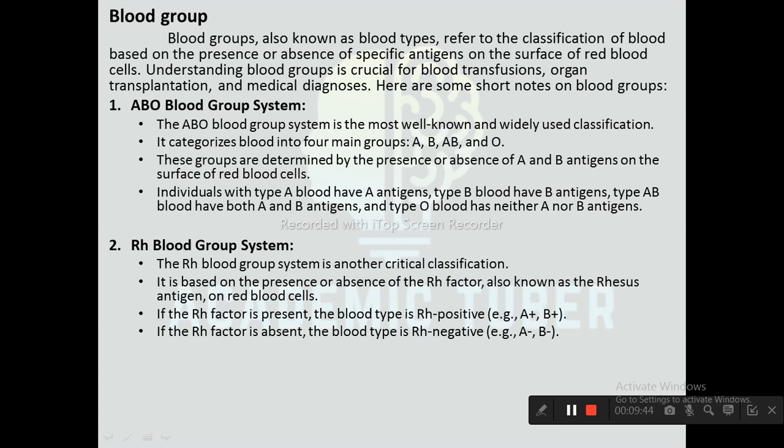Next one is the Rh blood group system. The Rh blood group system is another critical classification, and it is based on the presence or absence of the Rh factor, also known as the rhesus antigen, on red blood cells. If the Rh factor is present, the blood type is Rh positive, for example A positive, B positive. Whereas if the Rh factor is absent, the blood type is Rh negative, for example A negative, B negative, etc.